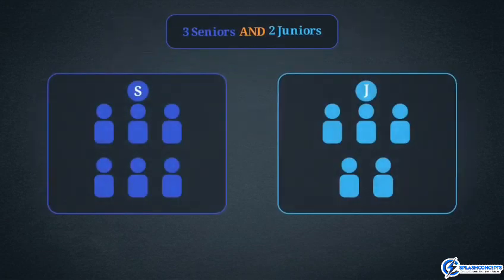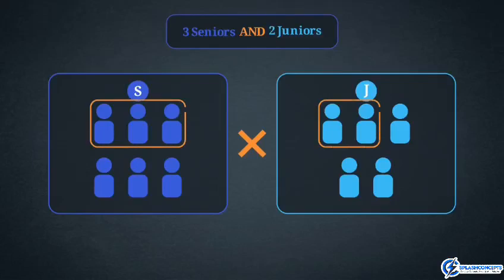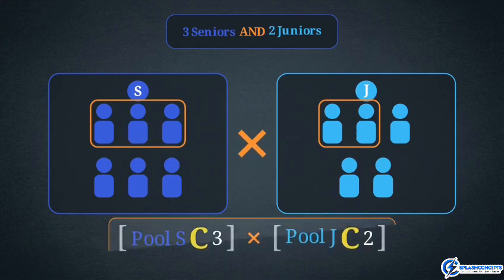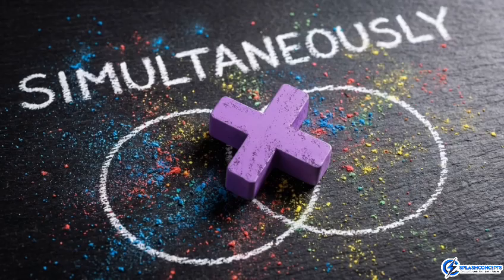For the first path, we need 3 seniors and 2 juniors. We use the AND rule, multiplying their individual combinations. Since order doesn't matter for a committee, we calculate the combinations for 3 seniors from the senior pool and multiply by the combinations for 2 juniors. When working within a single required grouping, the requirement for both parts to exist simultaneously means you must multiply.